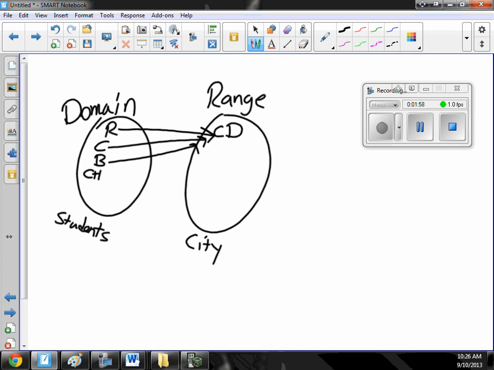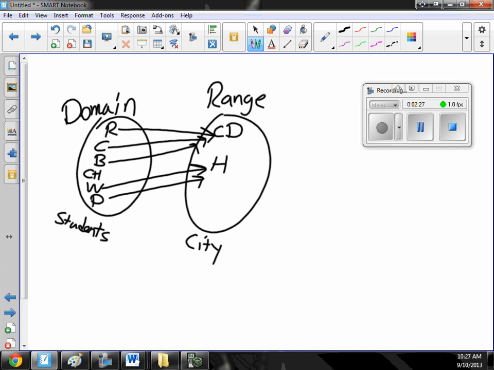Whitney, where do you live? So Whitney lives in Huntington. Anybody else live in Huntington? Lots of you. So Dominique lives in Huntington. And we could continue to do this for everybody in the class. Now, in order to be a function, you have a set of domains, you have a set of ranges, and you start drawing arrows.